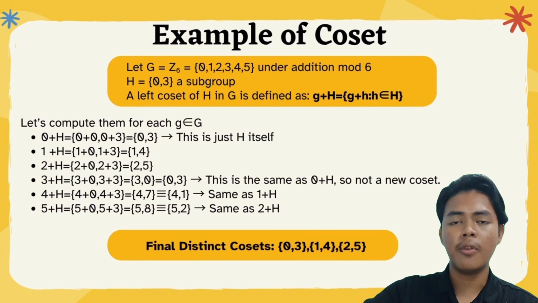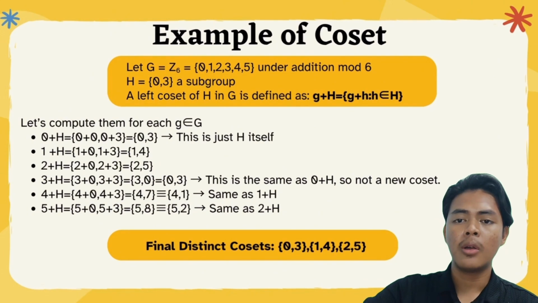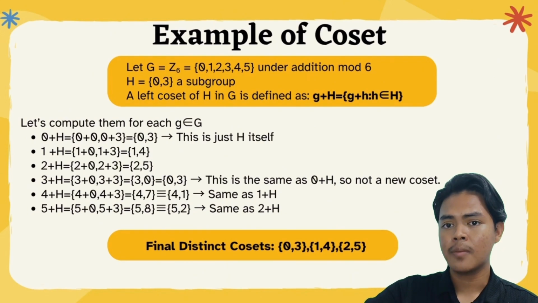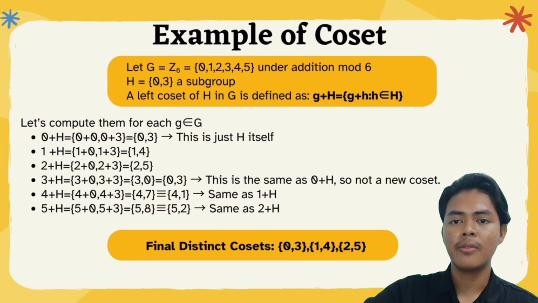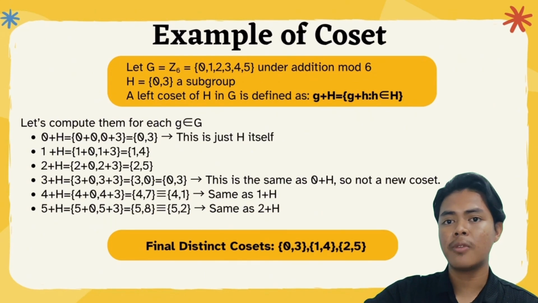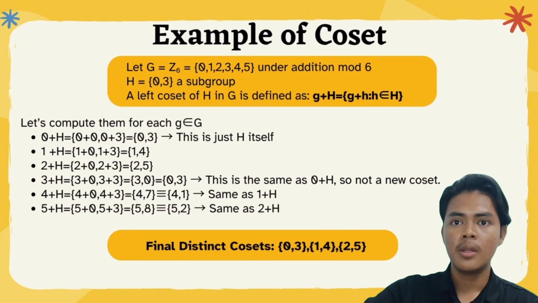So there is no new coset. Next, 4 plus H gives the set of 4 and 7, which is congruent to 4 and 1, the same as 1 plus H. And finally, 5 plus H gives the set of 5 and 8, which is congruent to 5 and 2, the same as 2 plus H. In the end, we've got 3 distinct cosets: the set of 0 and 3, the set of 1 and 4, and the set of 2 and 5.